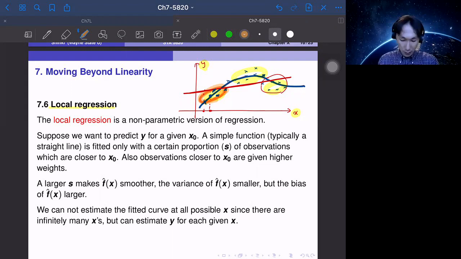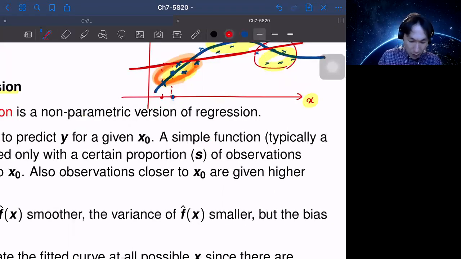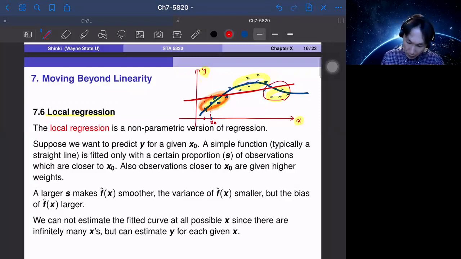So that is the idea. We only use the similar information to each point X. Suppose we have the X naught here, then we only use the observations around X naught to estimate the fitted value at X0. Given X naught, a simple function, typically a straight line, is fitted only with a certain proportion of observations, for example, the 20% of observations which are close to X naught. Also, observations closer to X naught are given higher weights.